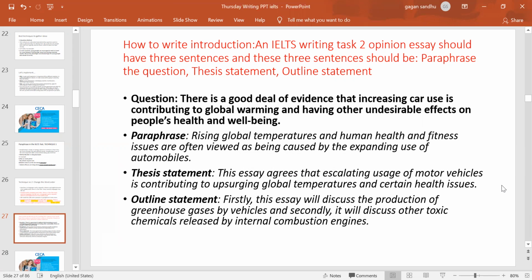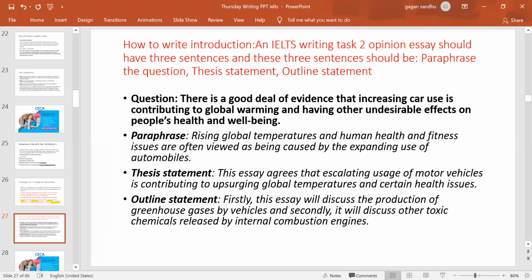Now, outline statement. Firstly, this essay will discuss the production of greenhouse gases by vehicles. Now, what this essay will contain, what my views are, what I'm exploring in the body paragraphs two and three, that's what I'm telling here. Firstly, this essay will discuss the production of greenhouse gases by vehicles, which causes the upsurging global temperature. And secondly, it will discuss other toxic chemicals released by internal combustion engines, which are a reason for health issues, right?